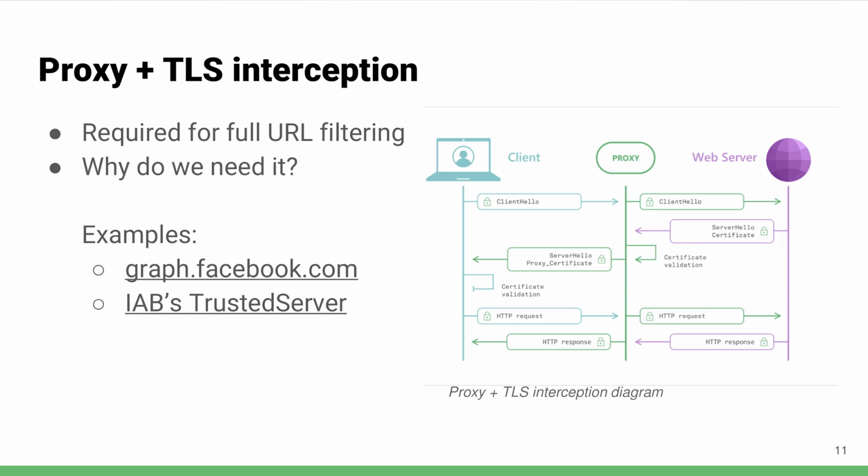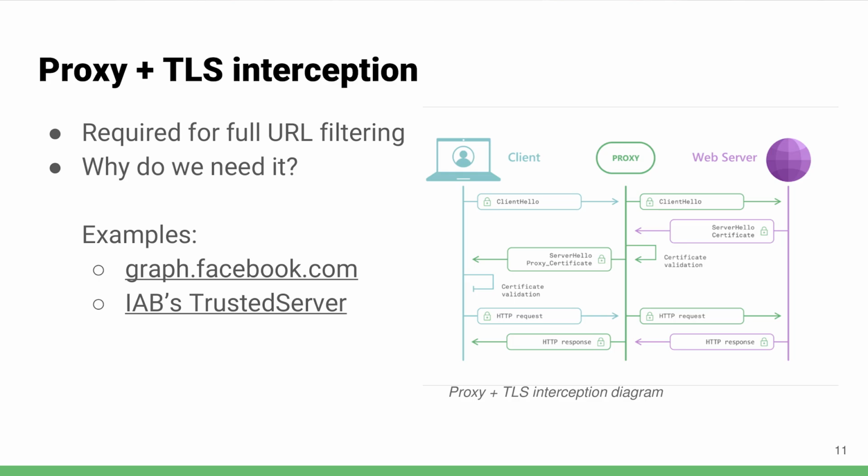The first one is Facebook's ad network. Facebook serves both legitimate content and tracking requests from the same domain, graph.facebook.com. And without access to the full URL, blocking the whole domain will simply break Facebook itself.